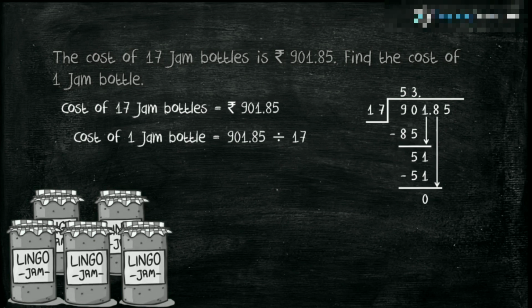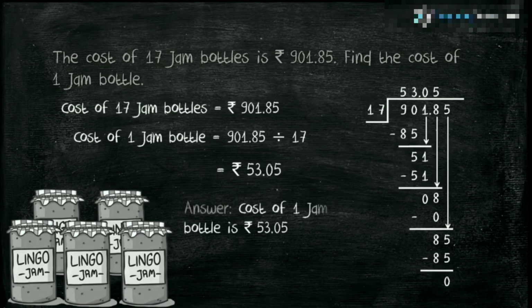Copy the next digit 8. 17 into 0 equals 0 and 8 minus 0 equals 8. Copy the next digit 5. 17 into 5 equals 85 and 85 minus 85 equals 0. Therefore, we get the answer as rupees 53.05. Let's write the answer statement.